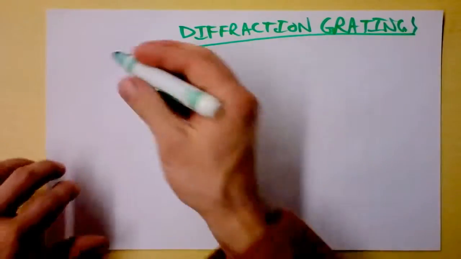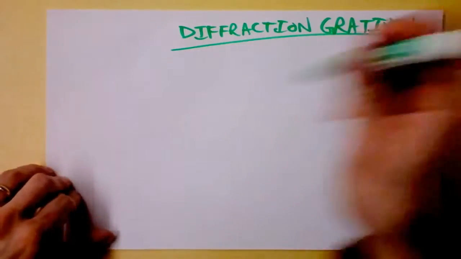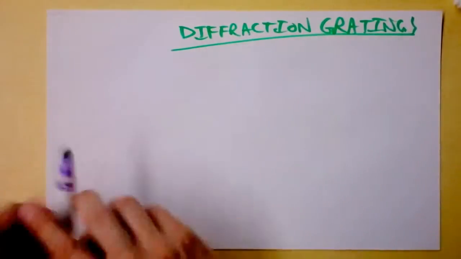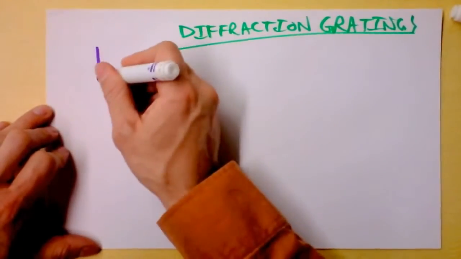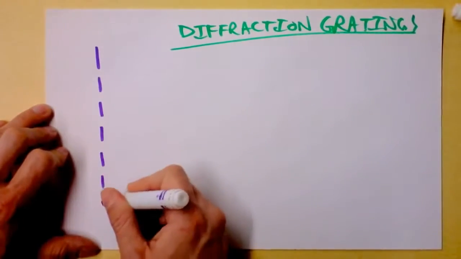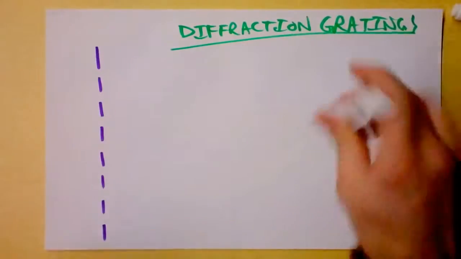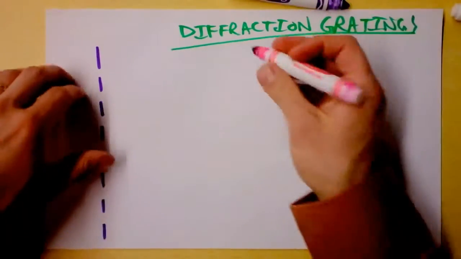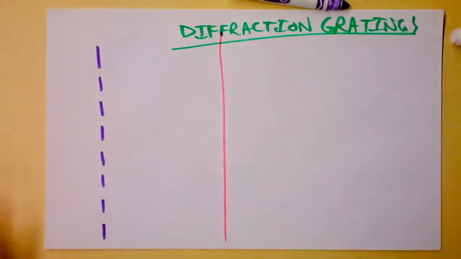If the spacing is really tight, watch this. I could get a diffraction grating, and it could be like, what did I do? Purple is my grating. Oh, okay, great. So I'm going to have a whole bunch of different slits right here. And the result over here on my screen is absolutely fantastic.